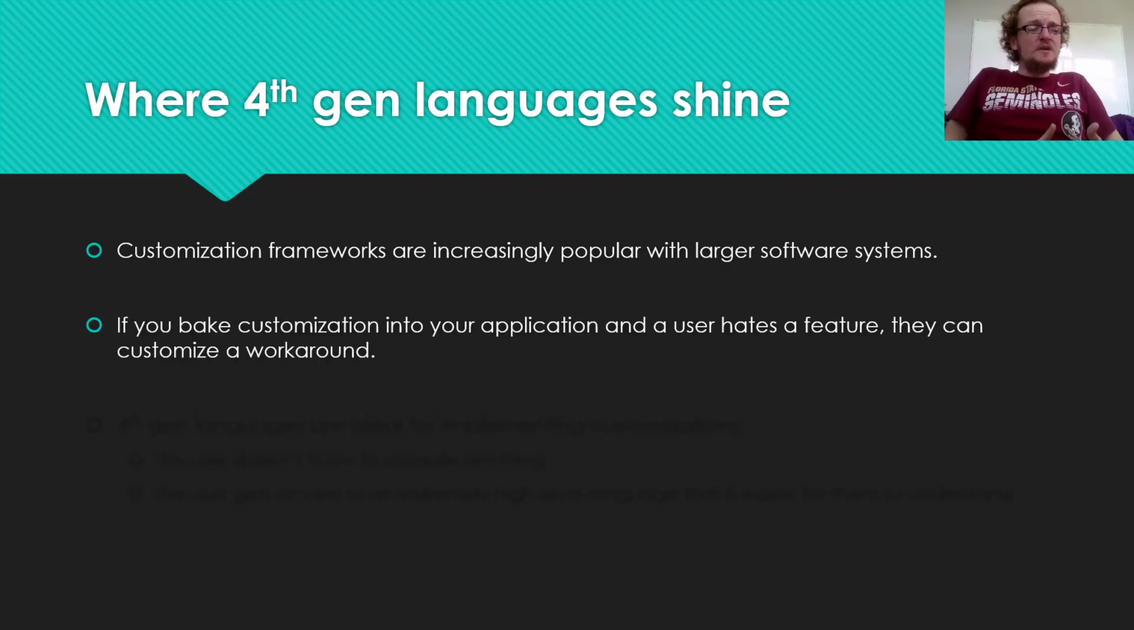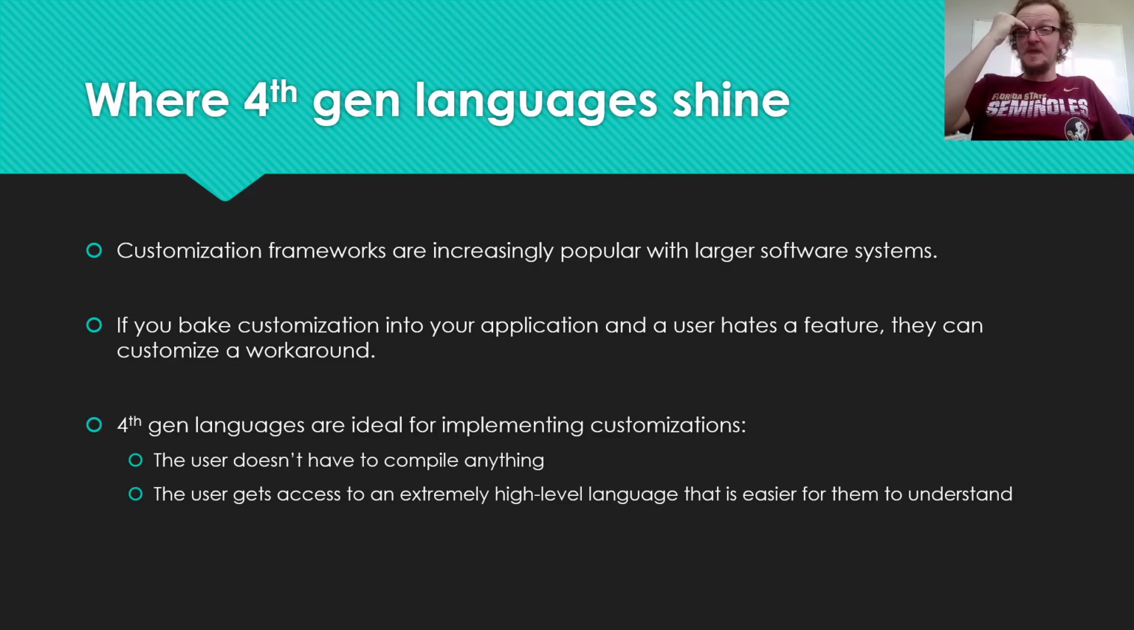If you build a customization framework into your application and you use something like C++ or Java or C#, you're requiring the client that bought the system to have an in-house developer that will help them customize the piece of software. But if they had an in-house developer, it's very likely that you wouldn't have been building the software to begin with. Their in-house developers would have been building the software. And so fourth generation languages are fantastic for implementing these customization frameworks.